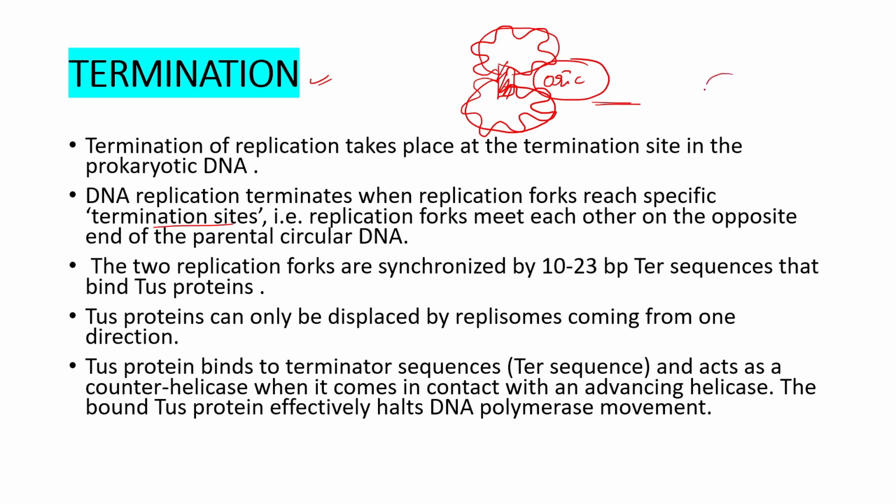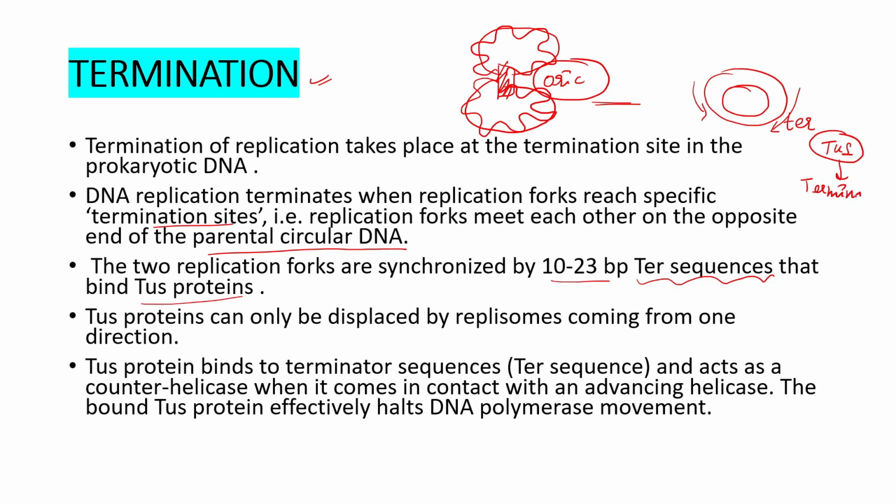So there are termination sites present that are known as TER sites. That is, replication forks meet each other on the opposite end of the parental circular DNA. So they meet each other in opposite directions, because the replication is going on in opposite directions. The two replication forks are synchronized by 10 to 23 base pair TER sequences. TER sequences bind TUS proteins, and TUS is the termination utilization substrate.